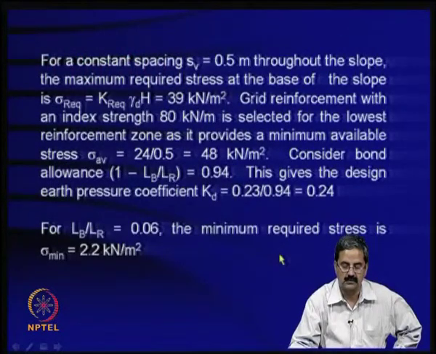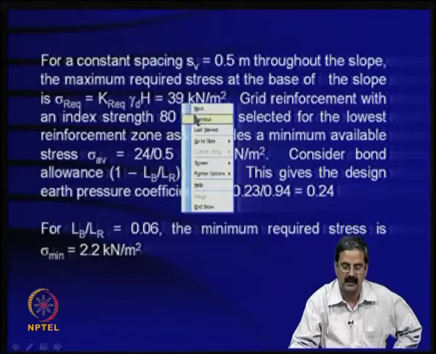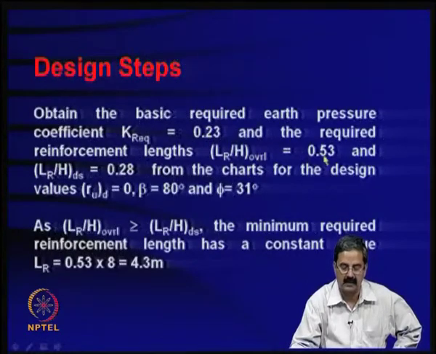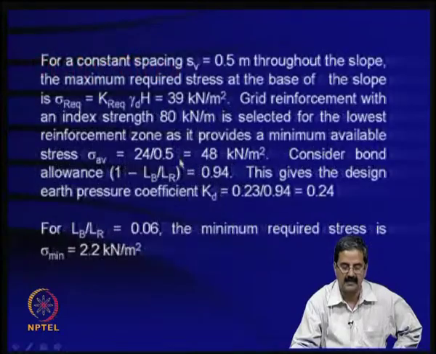Now, what we do is we provide a constant spacing of SV equal to 0.5 meters throughout the slope. The maximum required stress at the base of the slope is, K required is what? You have already got the number. K required is some 0.23, and with H and all that, you get 0.39 at the bottom.